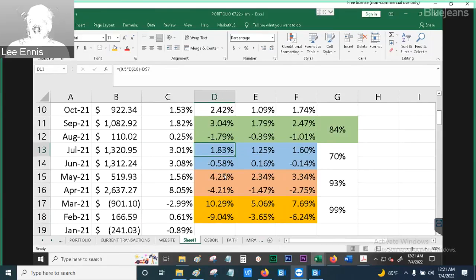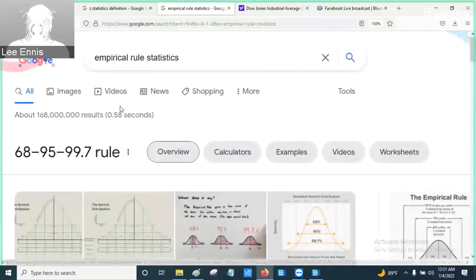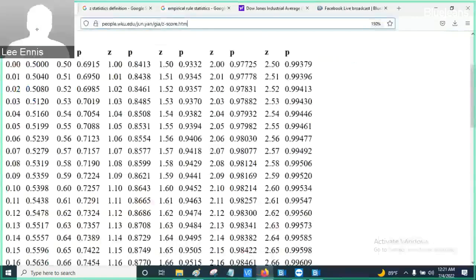Now, with that being said, I've been using the empirical rule for so long because it's a lot easier. Let me explain what I mean by that. This is a Z chart, and it's fairly simple.